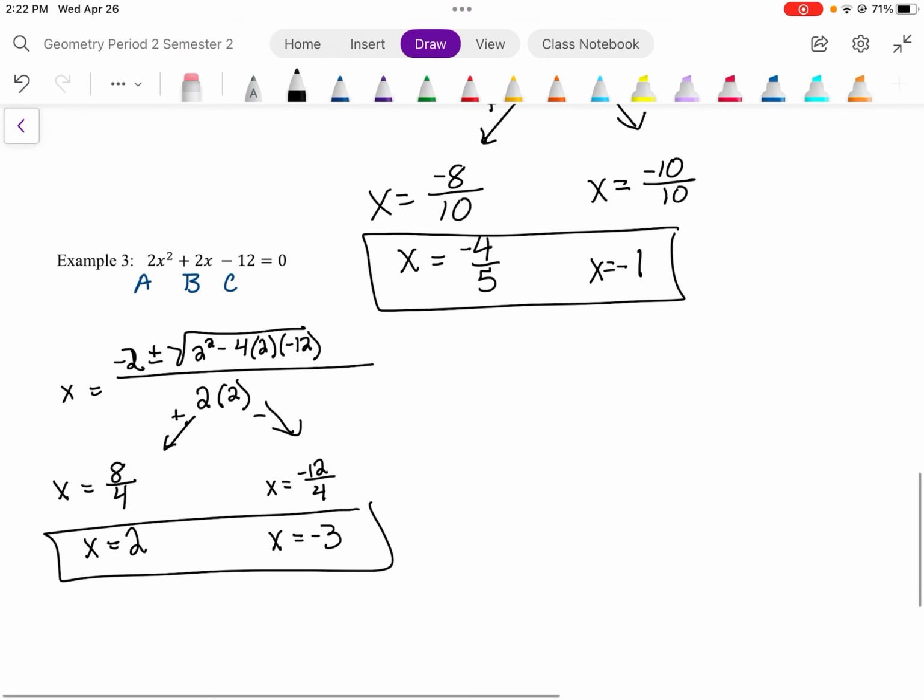There we go. So that was just a quick review on factoring and the quadratic formula. You can choose whichever one you want. You can always use the quadratic formula. You can only sometimes factor. So choose whichever method works best.